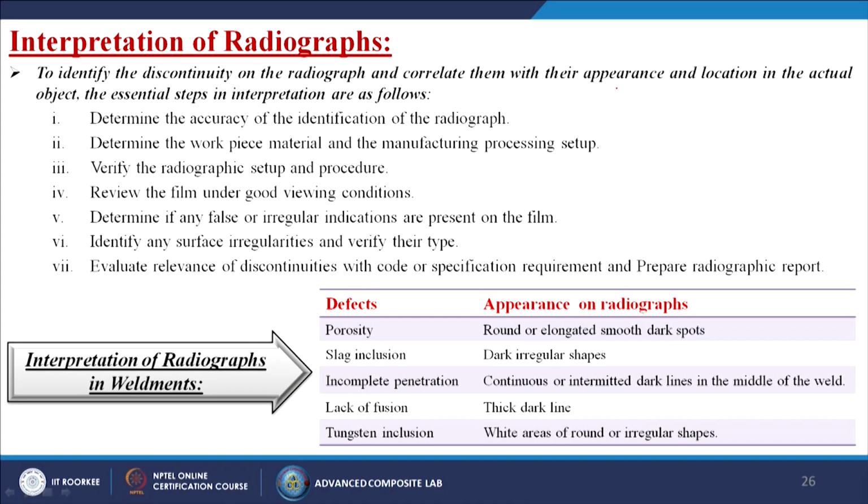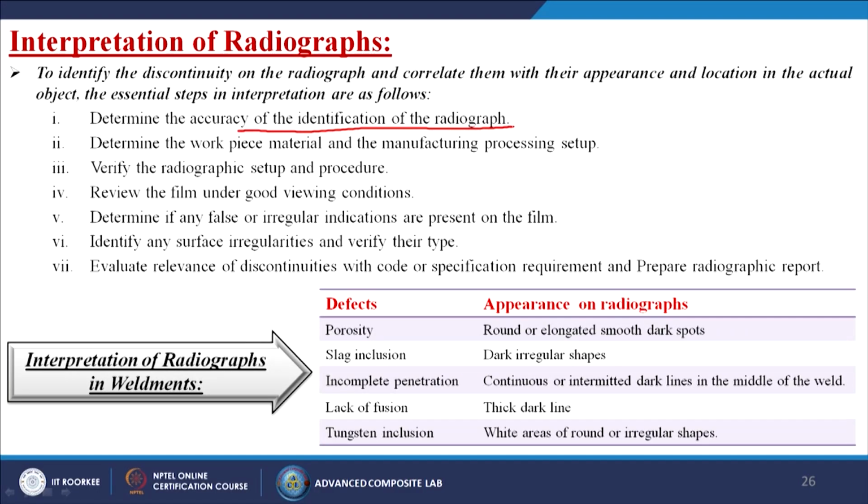Now, how to interpret the radiographs? To identify the discontinuity on the radiograph and correlate them with their appearance and locations in the actual object, the essential steps in interpretation are as follows. Sometimes it may happen that pores or cracks look almost the same, or maybe some holes or pores look the same. Now, you need a trained operator or trained person who can judge properly whether this image is exactly for cracks, or pores, or holes, or something else.